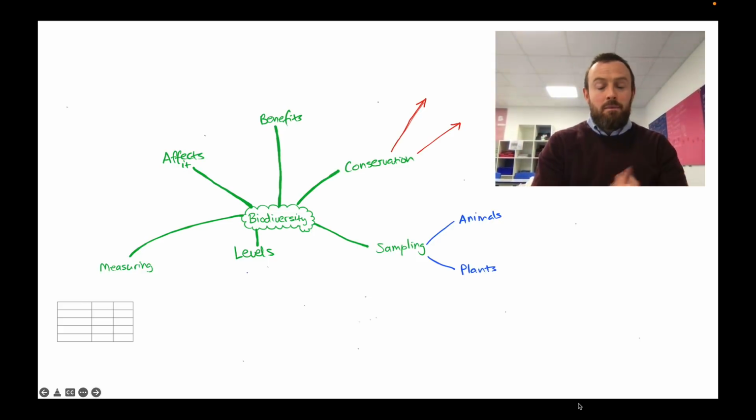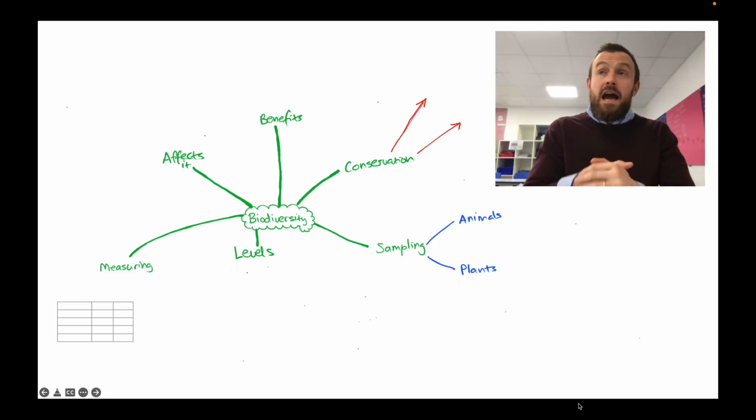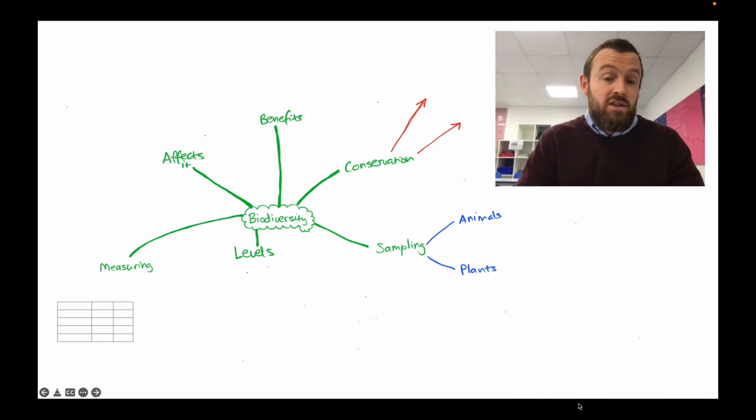So for today's mind map, a little bit different. We aren't actually going to need any resources. We're just going to need a big piece of A3 white paper. And you can start by laying out these headings in this orientation. So we're going to talk about the levels of biodiversity, how to sample for biodiversity, and how we can calculate and measure biodiversity. Then we're going to talk about what are the benefits of biodiversity, what are we doing that affects biodiversity, and ways we can conserve biodiversity together with laws around biodiversity.